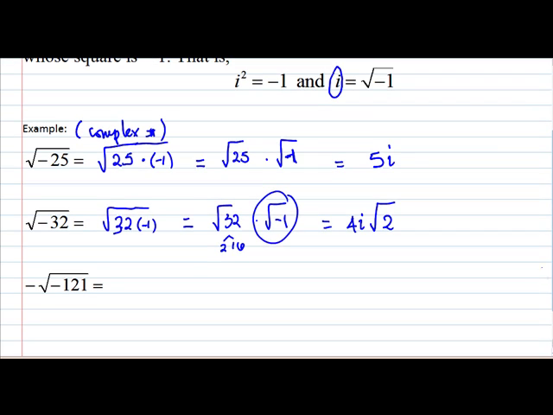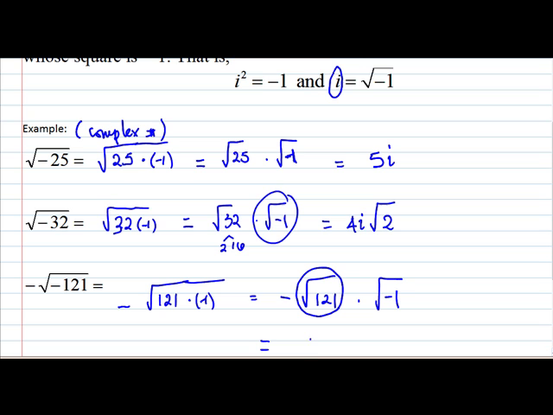Try the next one. We can rewrite this as minus the square root of 121 times minus 1. So I have minus the square root of 121 times the square root of minus 1. The square root of 121 is 11. This minus sign here I carry down. And the square root of minus 1 is just i.